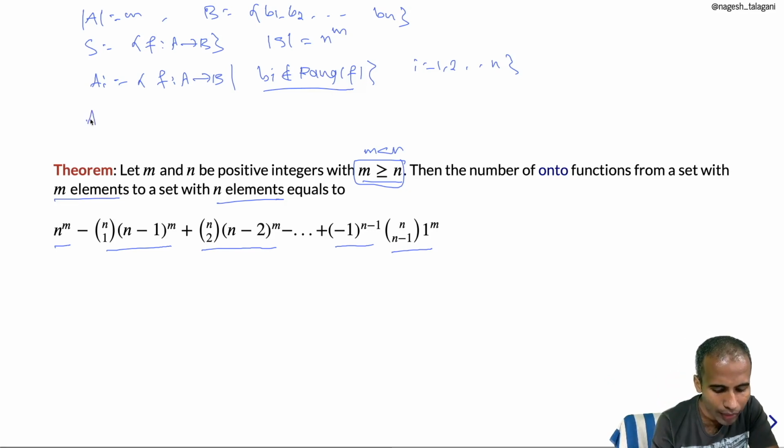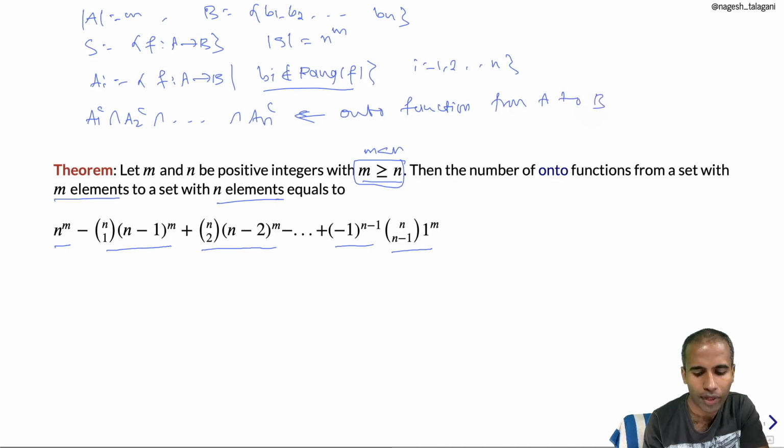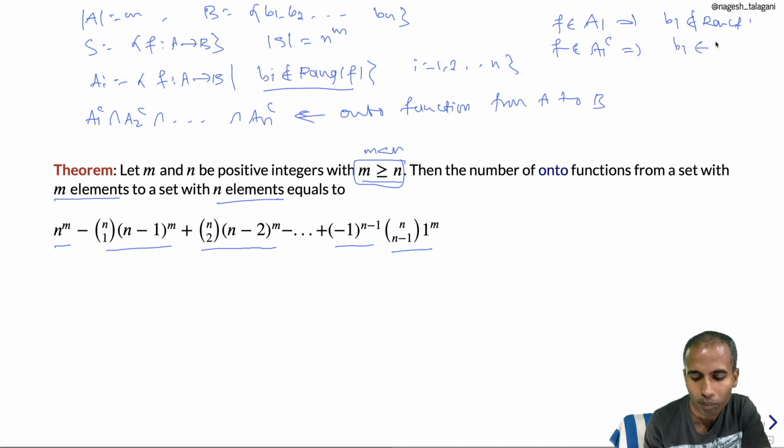Now if I look at A1 complement intersection A2 complement intersection and so on, An complement, my claim is that this set precisely consists of all onto functions from A to B. The reason is this. For example, a function belongs to A1 means B1 is not in the range of f, right? A function belongs to A1 complement means the opposite: B1 belongs to the range of f.